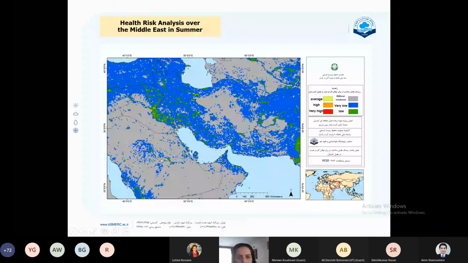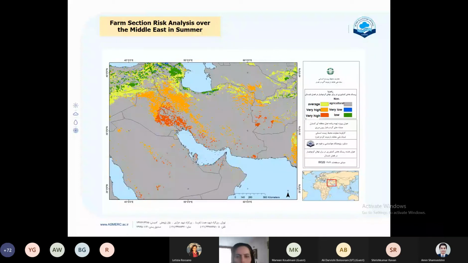And this is the map of the farm risk analysis over the Middle East. As you may see, the dark orange color shows the very high risk to agriculture affected by sand and dust storms during summer, and you can see its distribution over the region. And these are examples of the seasonal distribution of agricultural risk analysis over the region.